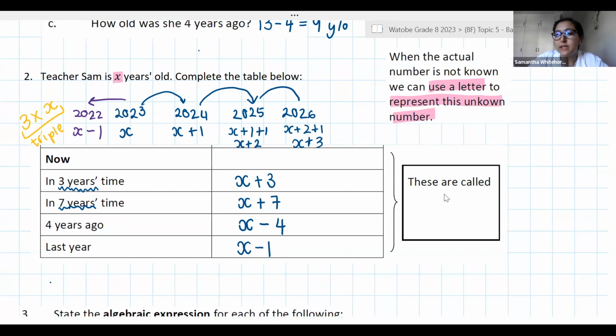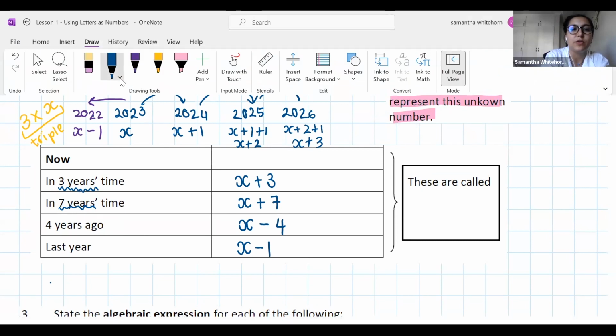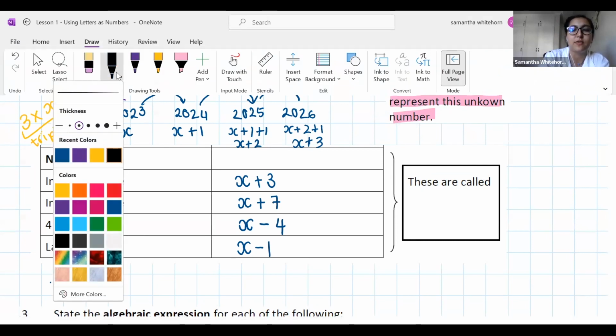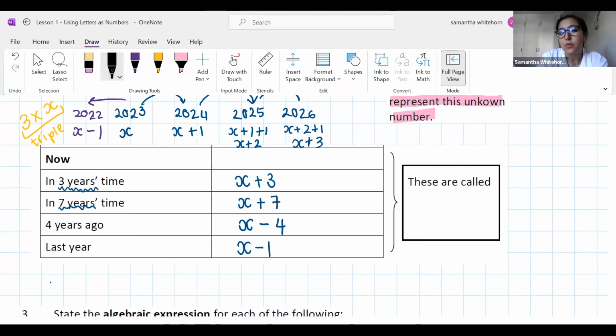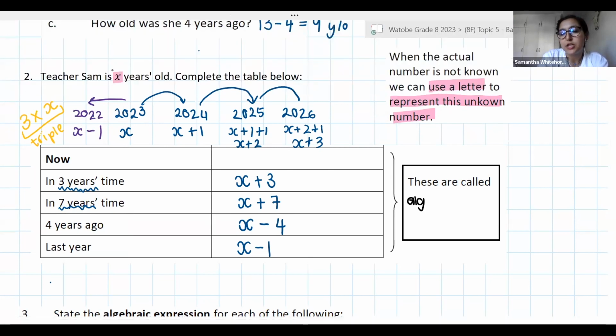Now, very importantly, this is now like the foundation of our algebra. We've used an unknown, or we've used a letter to represent an unknown value. And we have created what we call algebraic expressions to represent different scenarios. So these algebraic expressions represent my age at different points. In 3 years, in 7 years, 4 years, etc., etc.